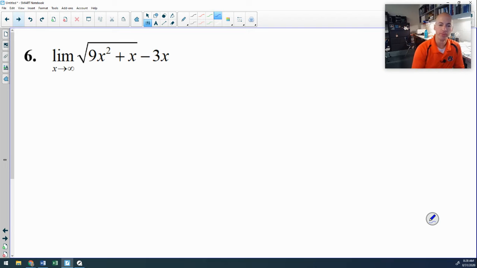And getting a little bit tricky, here it's approaching infinity. I do have square roots. However, I do not have a fraction. And that's really a problem. When you're doing limits as x is going to infinity or negative infinity, you really want a fraction with variables on top and bottom.